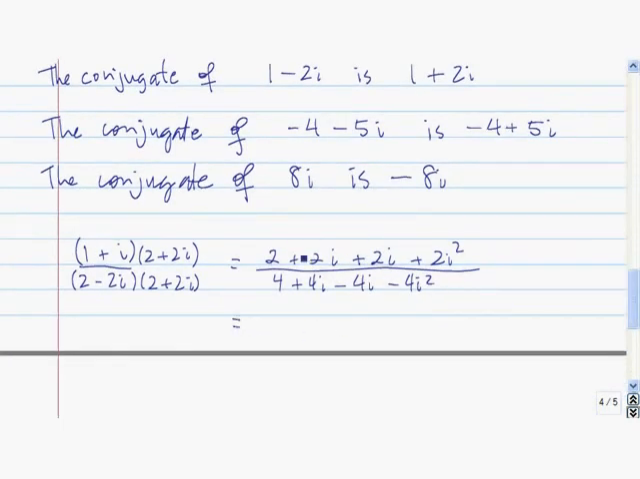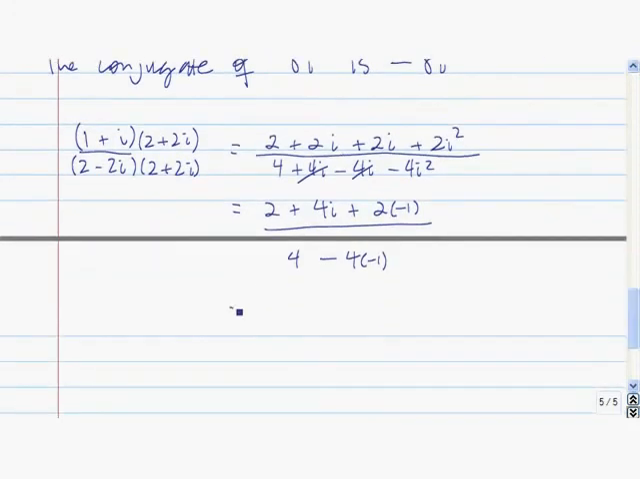Okay, so this is 2 plus 4i plus 2 times negative 1, divided by 4 minus, okay, these guys cancel out, 4 minus 4 times negative 1. So that's equal to 2 plus 4i minus 2, because 2 times negative 1 is negative 2.